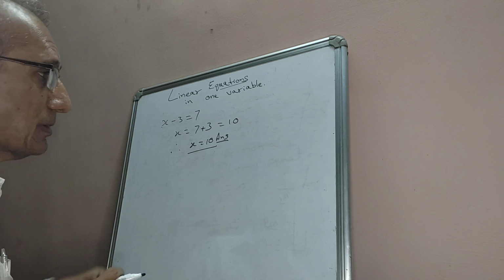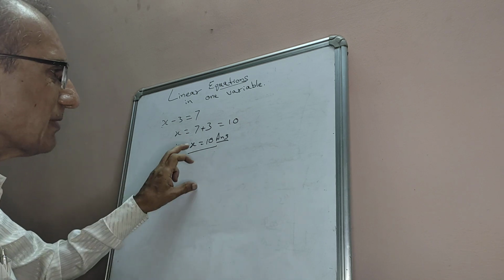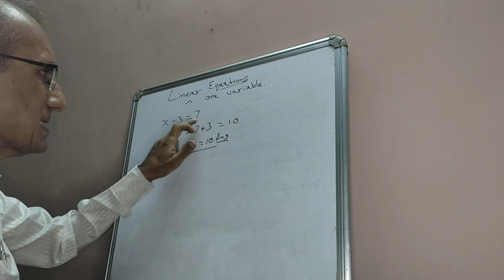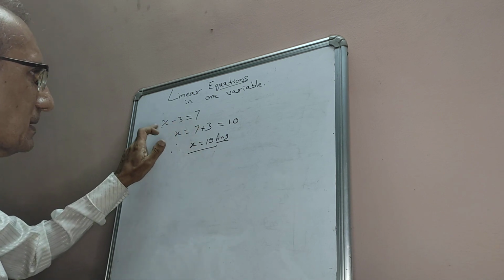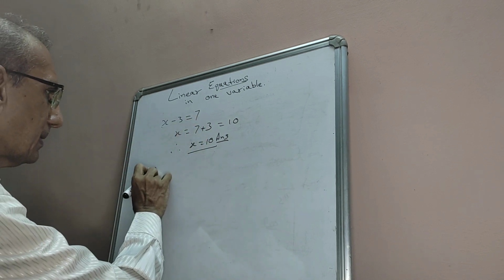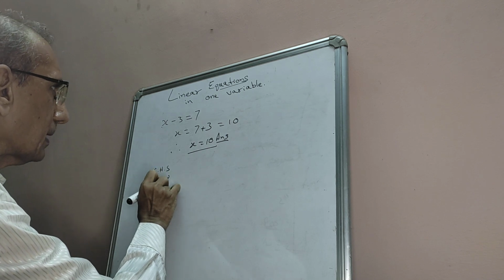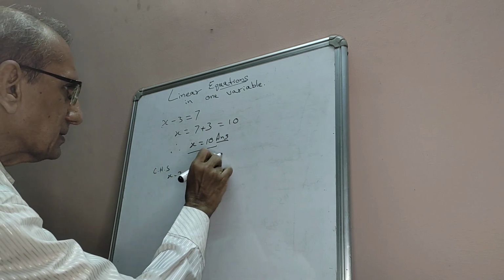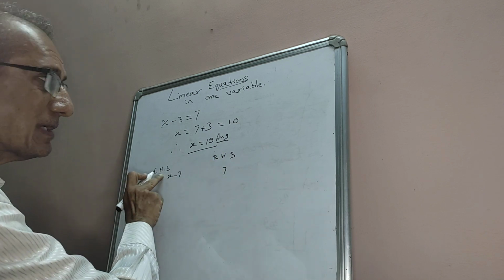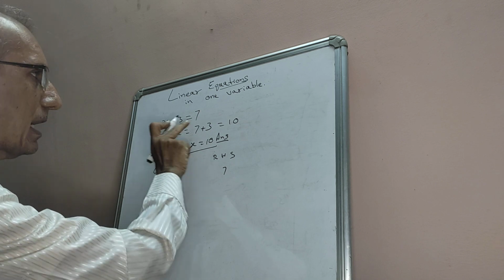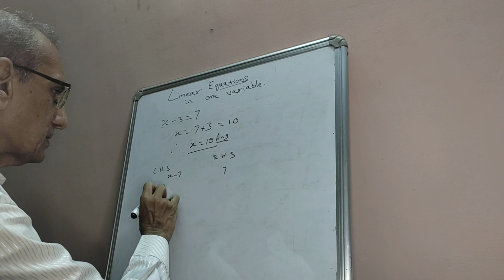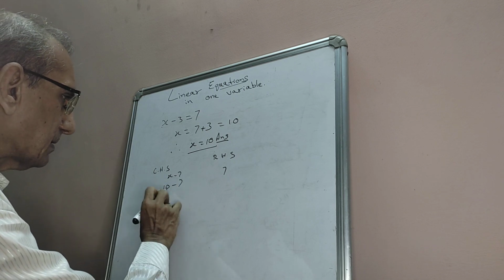You can always cross check whether your answer is right or wrong. Suppose I put the value of x is equal to 10 here, let me check whether I get 7 or not. 10 minus 3 is 7. I got it. So my LHS is x minus 3, my RHS is 7. LHS means left hand side of the equation, RHS means right hand side of the equation. Now x is 10, so 10 minus 7, I get here is 3.